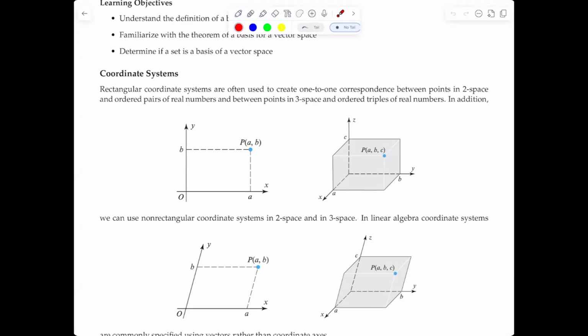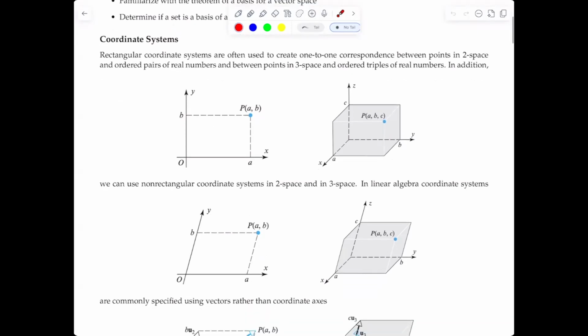But it's not necessary. It's not always like that. When you design a game or virtual reality, you don't have the luxury of just using a rectangular coordinate system. Many times, actually, you need to use something called a non-rectangular coordinate system. In 2-space and 3-space, the points can be described using a non-rectangular system like this, or in this case, in three-dimensional space.